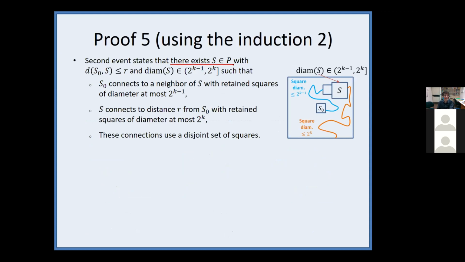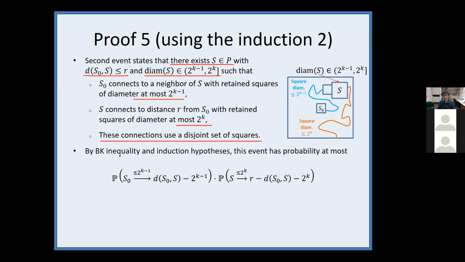There exists S, its distance is at most R, its diameter is between 2 to the k minus 1 and 2 to the k. You connect to a neighbor of S with diameter at most 2 to the k minus 1. You connect from S to distance R from the initial square with diameter at most 2 to the k, and these connections use a disjoint set of squares. What is the probability of this event for a fixed S?